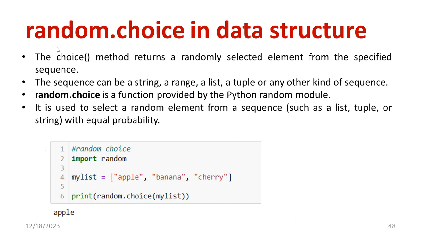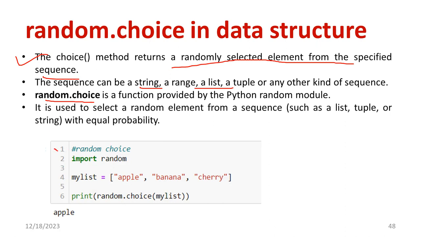The purpose of random.choice in a data structure is that the choice method returns a randomly selected element from the specified sequence. It is applicable to a string, list, tuple, or any other kind of data type. If I use random.choice, it will randomly pick or select any one item in the particular data type. That is the peculiarity of random.choice.